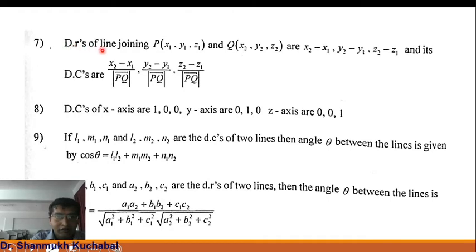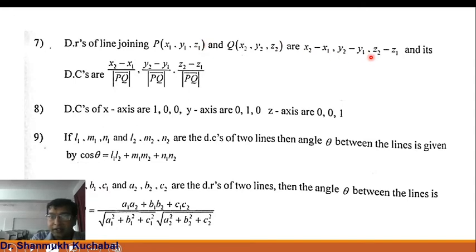direction ratios of a line joining the point P (x1, y1, z1) and point Q (x2, y2, z2). We have to find the length PQ. You can see here, this is P, this is Q. We take the final value minus the initial value, that is, the length PQ is OQ minus OP. So you can see here x2 minus x1, next coordinate y2 minus y1, similarly z2 minus z1.